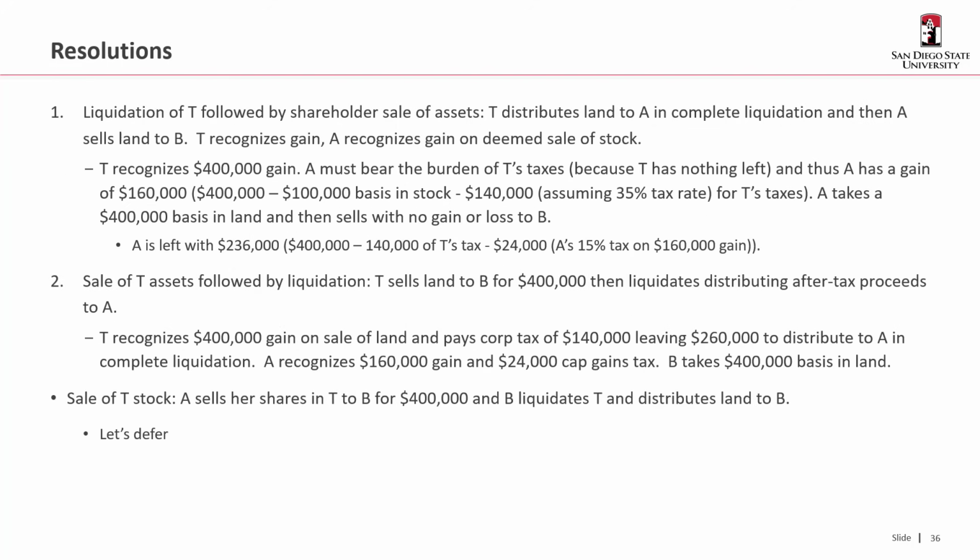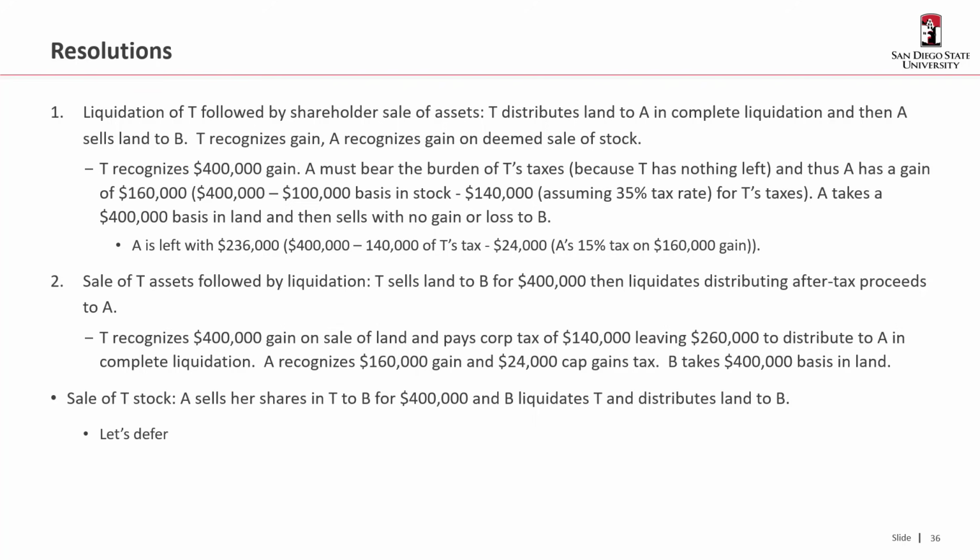So let's start with the liquidation of T, followed by the shareholder sale of assets. So T distributes the land to A in a complete liquidation, then A sells that land to B. T recognizes gain, A recognizes gain. T recognizes a $400,000 gain. So what happens is A is going to bear the burden of T's taxes because, of course, T has nothing left. And thus A has a gain of $160,000, which is the $400,000 minus the $100,000 basis in the stock minus $140,000. That's assuming the old 35% tax rate. It would be less than that today, but obviously A's still going to have to pick up the taxes.